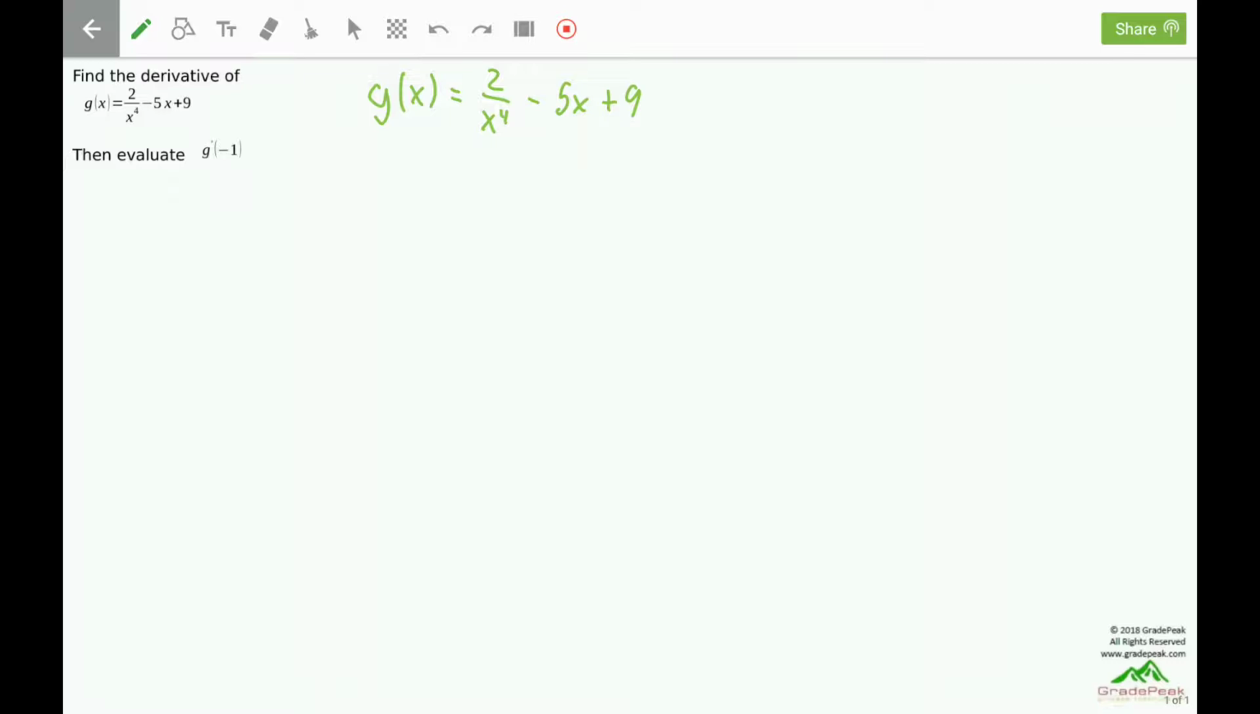That first term can make use of the power rule if we rewrite it by moving that exponent in the denominator to the numerator, calling it a negative exponent. So that's going to be the first step I'm going to do. So g of x will be 2 times x to the negative 4. And now we can take the derivative from there.